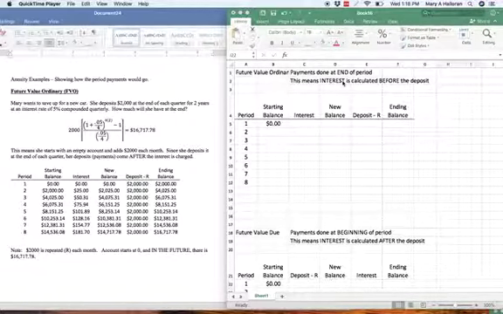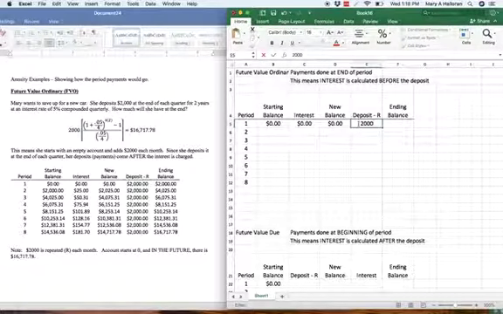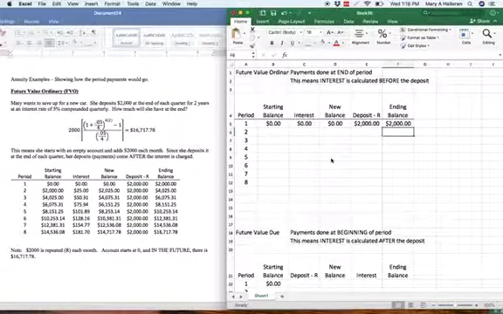Since our deposit is happening at the end of the period, we're going to calculate the interest before we make the deposit. So a whole period goes by, there's nothing in the account, so there's 0 interest calculated. And so if I start with 0 and I have 0 interest, I still have 0. And then I'm going to put $2,000 in. And so now I have 0 plus 2,000. I have 2,000 in my account.